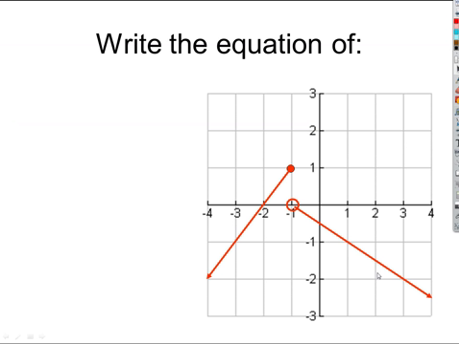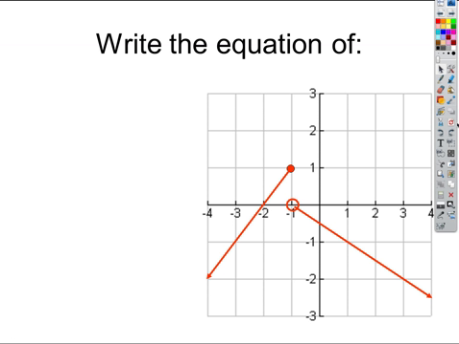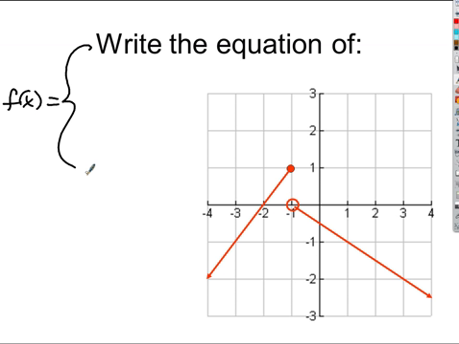Okay, so what about this one? Little tougher. Now, where's our breaking point this time? Negative 1, all right? So when we write our function down then, we're going to have a part that is, what about the right part? What's the domain of the right piece going to be?